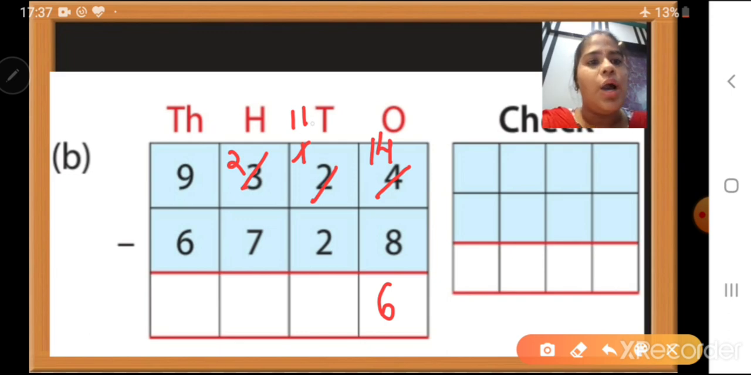Okay. Now, 11 minus 2 is possible. Subtract children. Count after 2. 3, 4, 5, 6, 7, 8, 9, 10, 11. How many fingers you got? 9 fingers. So, write here number 9. After that, in hundreds place, we have 2 minus 7. Again, it is not possible. So, we have to borrow from thousands place.